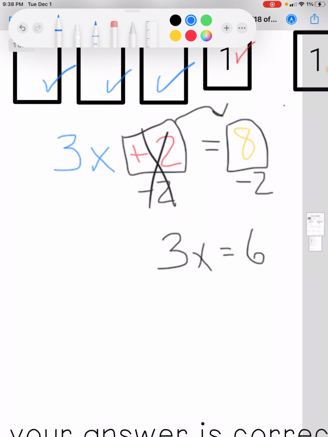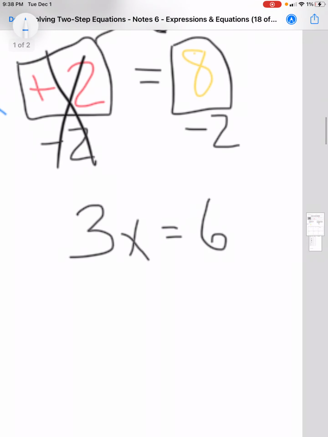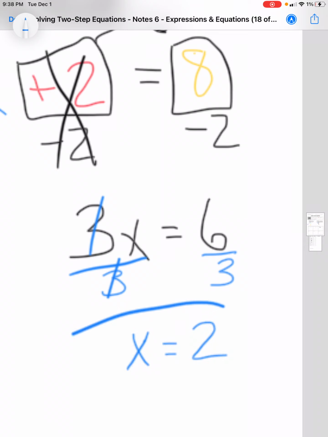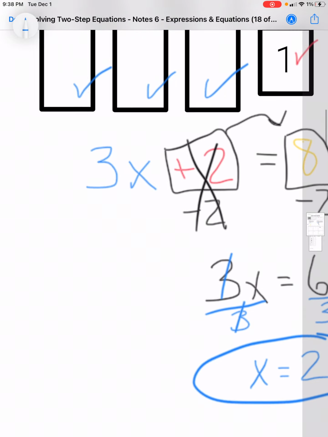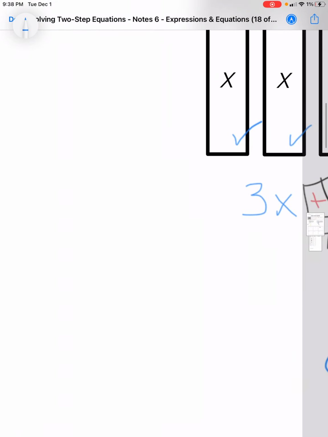All right, the next step, what does 3x mean? It means multiplication, so we do the opposite. So we're going to divide by 3. Those are going to cancel out. I'm going to be left with x equals 2. That is your answer. To go back and check it, all you do is plug 2 in where x was.